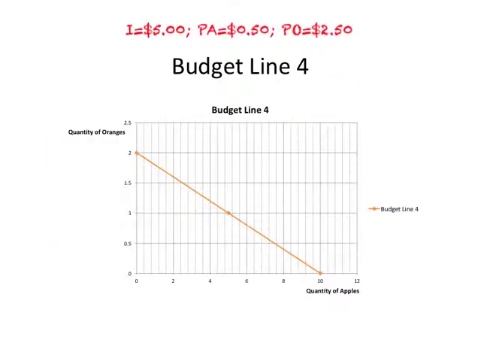Now here I have drawn budget line 4, and this budget line 4 is based on this financial information. When John's income is $5, price of an apple is 50 cents. So the maximum amount of apples John can buy is 10 apples. What about oranges? Income is $5. Price of an orange is $2.50. So what's the maximum amount of oranges he can buy? It will be 2 oranges. So based on this, we draw this budget line.